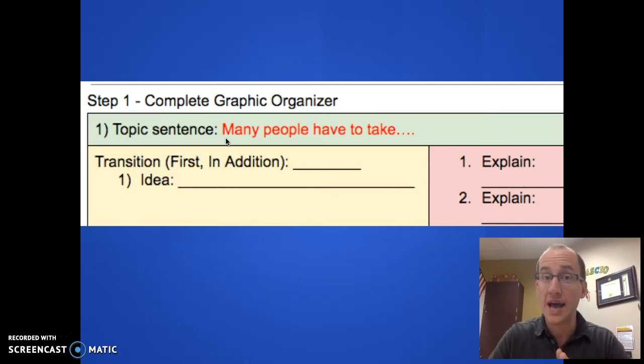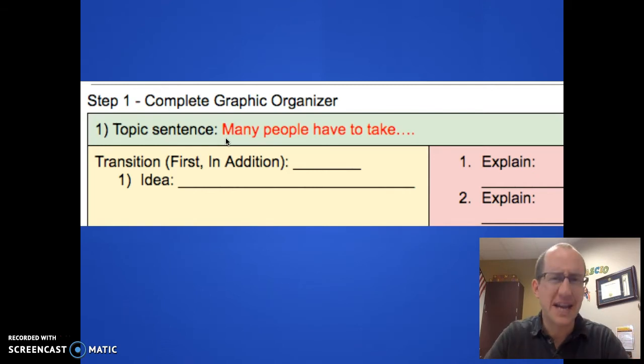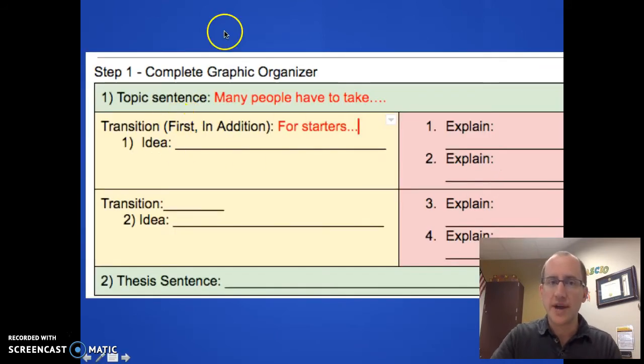So go ahead, pause the video, and come up with your topic sentence, an idea, whatever you want to say. It doesn't even have to be a complete sentence right now. You can just write down, you know what, many people, difficult journeys, and you can just end there. Pause the video, go write the topic sentence. So now, after you've done that, we go on to our transition.